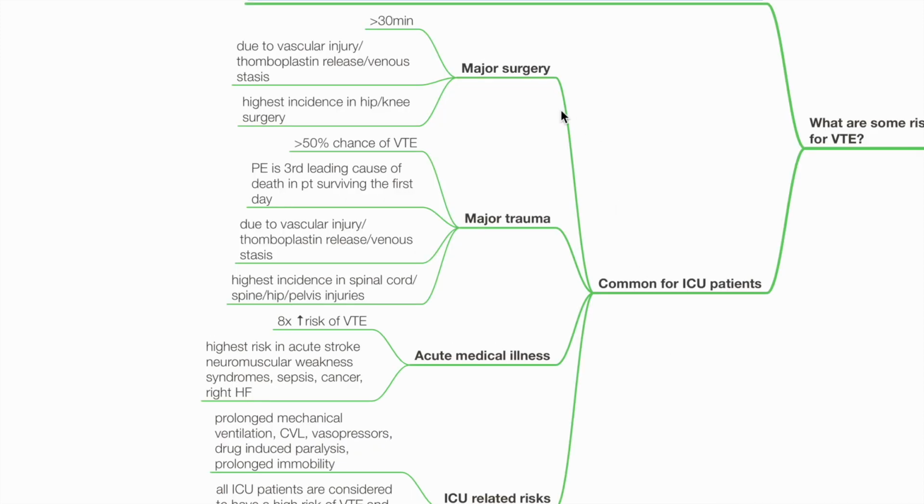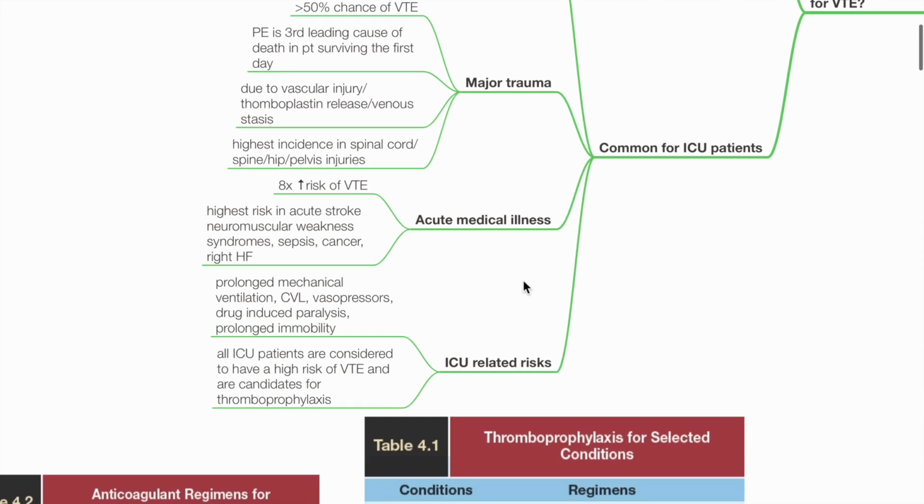Common risk factors for ICU patients include major surgery, major trauma, acute medical illness, and ICU-related risks such as prolonged mechanical ventilation, CVL, vasopressors, drug-induced paralysis, and prolonged immobility.